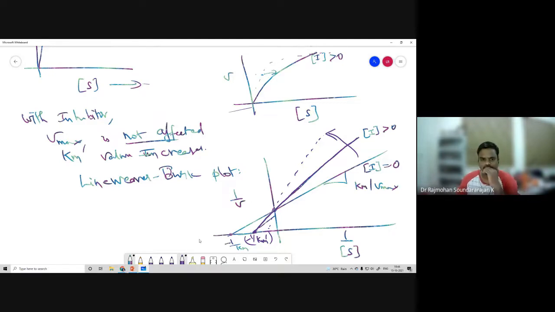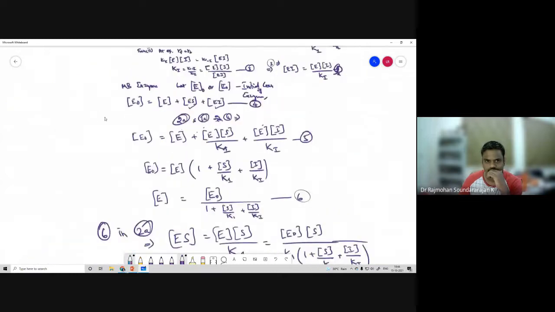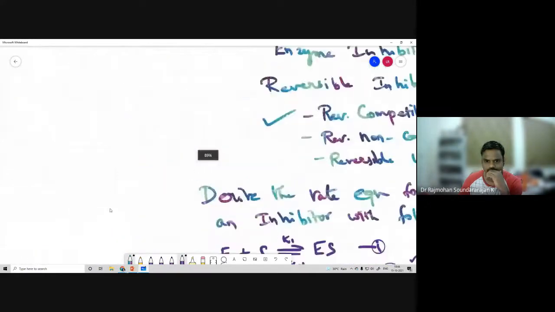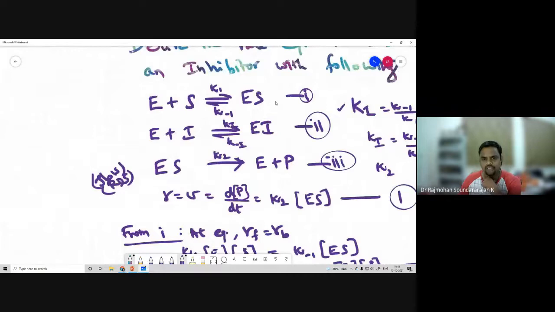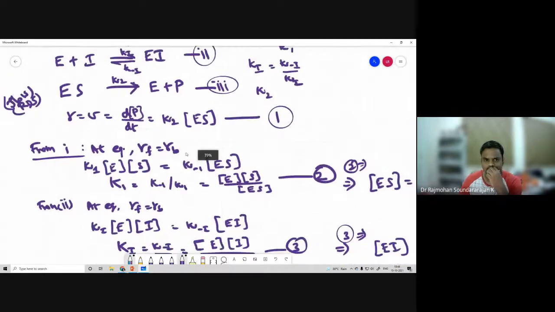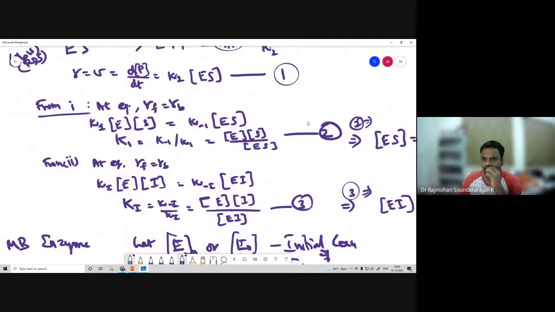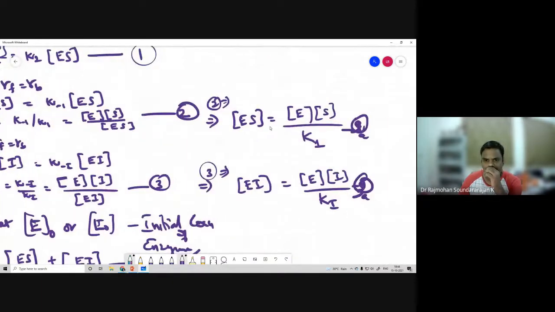So for the given mechanism, what is the reaction? E plus S giving ES, E plus I giving EI, then ES proceeding to form E plus P, that is the product. We can write the rate equation as K2 into ES. Then from each step we write that the forward reaction equals the backward reaction, to write any intermediate concentration. ES concentration is written, EI concentration is written.